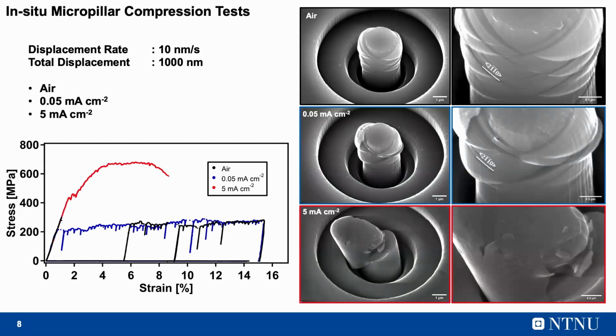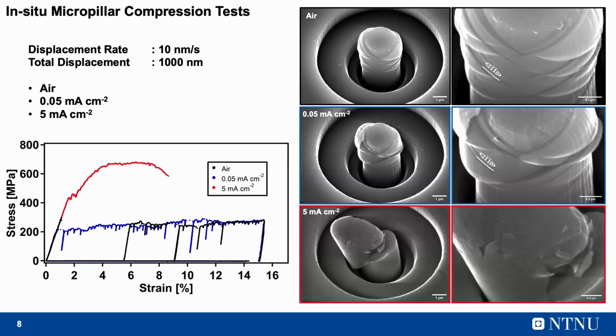First, let me start with the air one. In air condition, the yield stress was higher compared to the solid solution case. And we can see a sudden drop in the plastic flow, and it continues until some strain, and then the plastic flow continues with large strain bursts and drops in the stress.